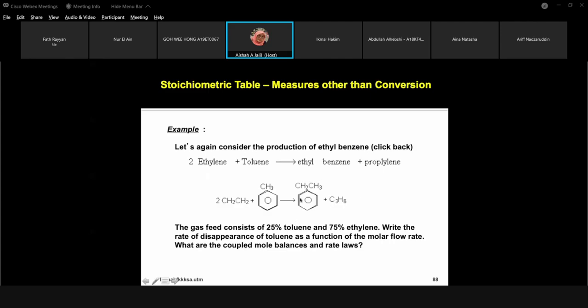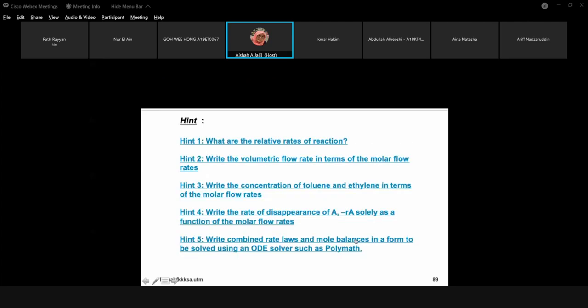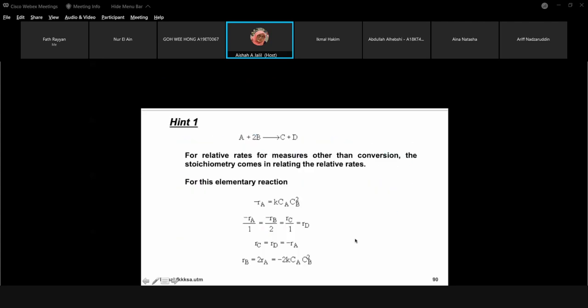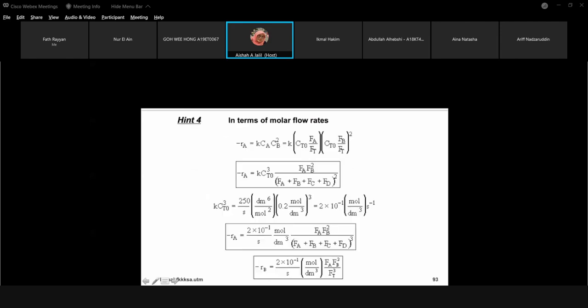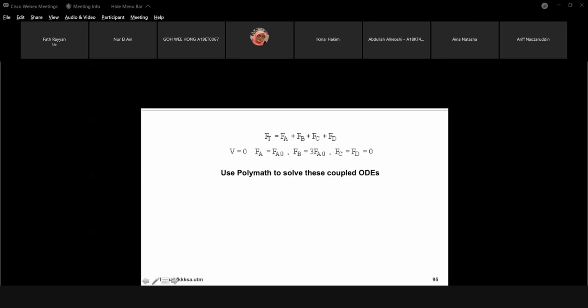This is the same question as the previous one, with toluene and thiolene, but the previous one used X, while this one uses something other than X. So they use this one. Then you can get everything they want. Usually you use Polymath to solve this set of coupled equations.